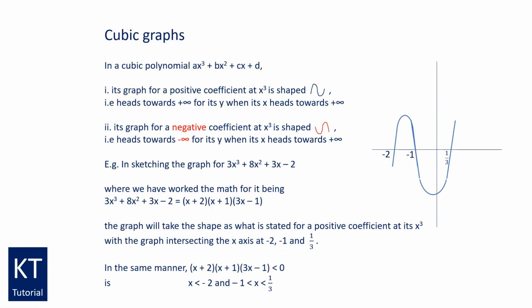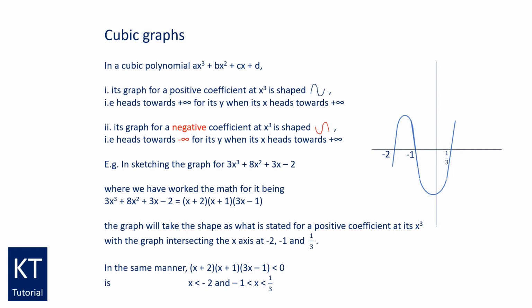Next, we shall look into cubic graphs representing cubic polynomials ax cubed plus bx squared plus cx plus d. It is important to know that its graph for a positive coefficient at its x cubed is shaped as shown, which is one that heads towards positive infinity for its y when its x heads towards positive infinity. In the reverse manner, its graph for a negative coefficient at x cubed is shaped as shown in red, which is one that heads towards negative infinity for its y when its x heads towards positive infinity.